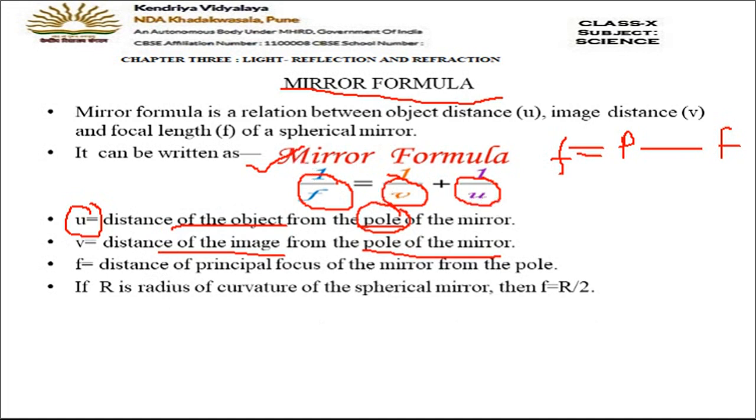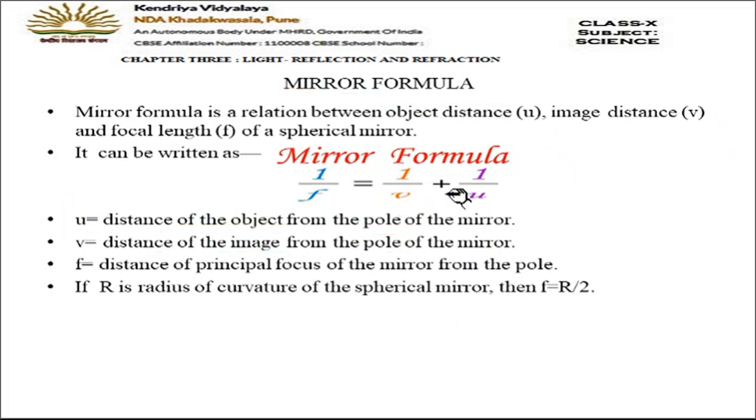So what is the mirror formula? Mirror formula is 1 by f equal to 1 by v plus 1 by u. Okay. Now, if r is the radius of curvature of the spherical mirror, then f is equal to r by 2. Now, if in the numericals sometimes the value of r is given, so you can find the value of f. F is nothing but r by 2.